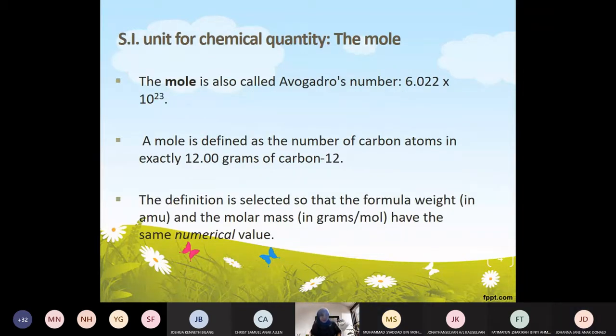Okay, next we move on to the SI unit for chemical quantity, which is the mole. So mole is also called the Avogadro number. I'm sure you have come across this Avogadro number, 6.022 times 10^23. So mole is defined as the number of carbon atoms in exactly 12 gram of carbon-12.